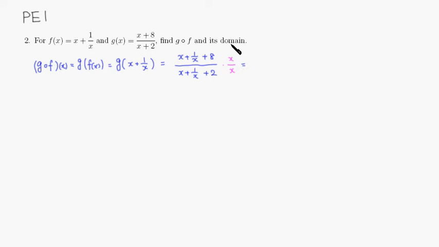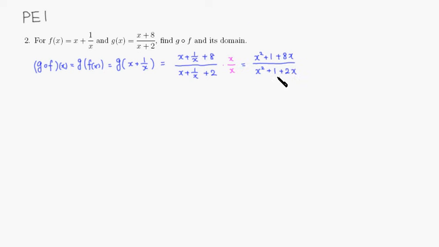So x times x gives you x squared. x times 1 over x gives you 1. And x times 8 gives you 8x. And on the bottom, x times x gives you x squared. x times 1 over x gives you just 1. And x times 2 gives you 2x.